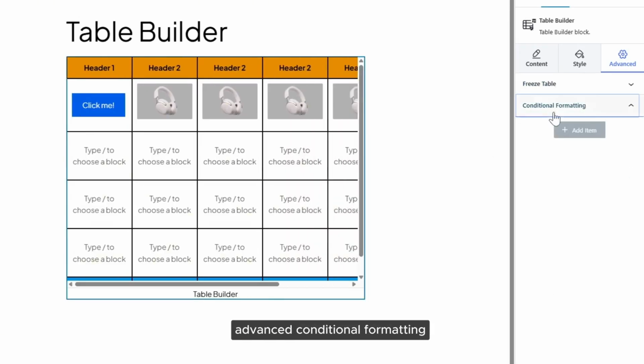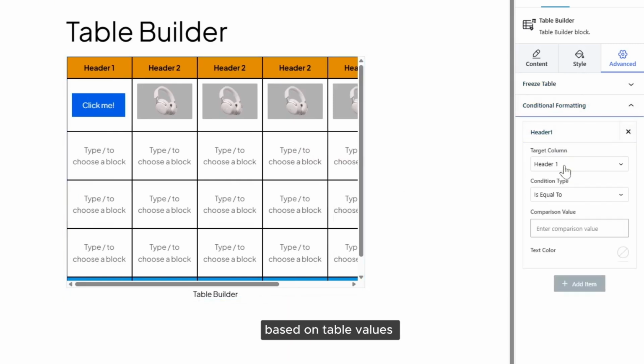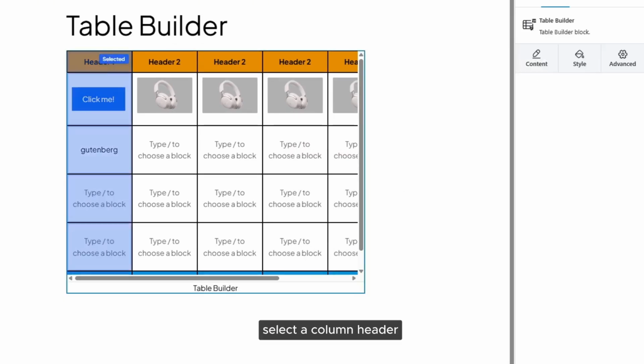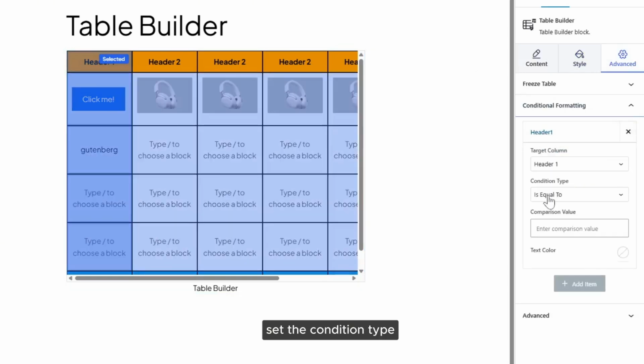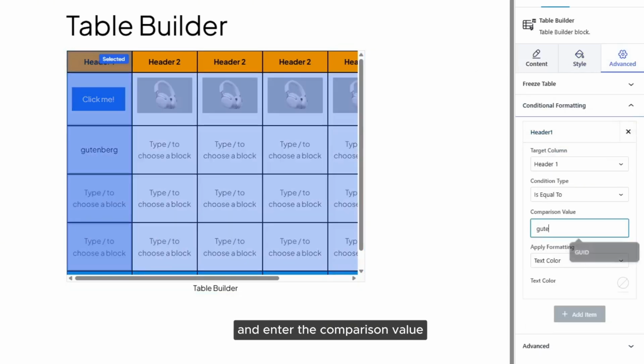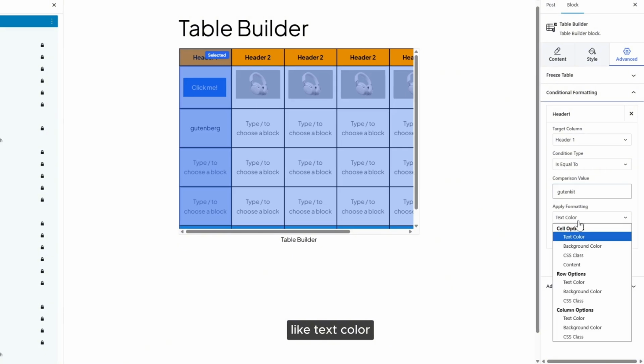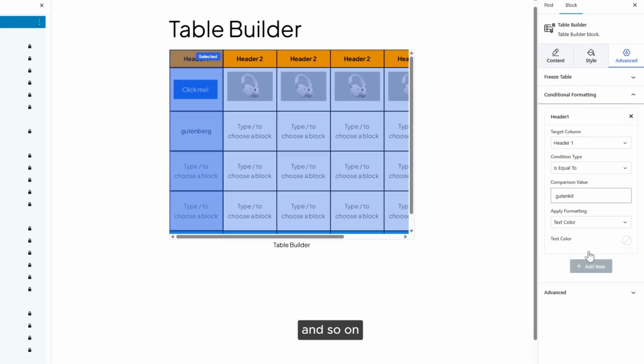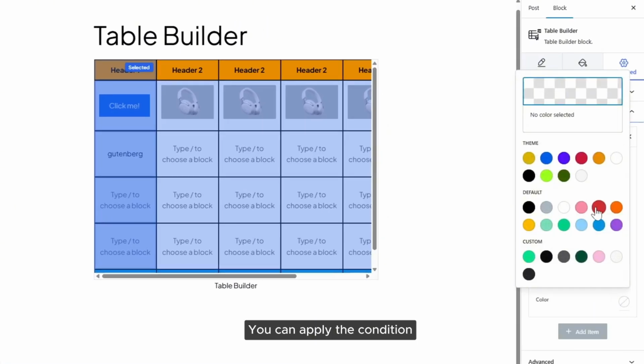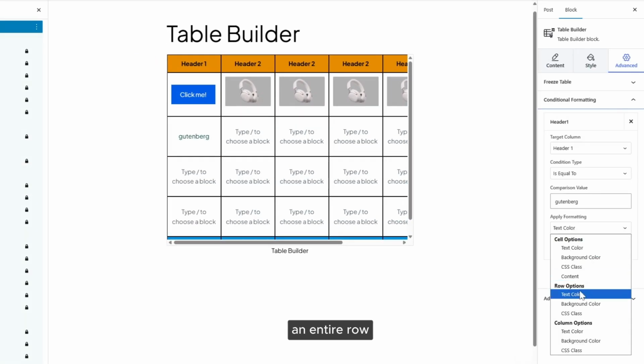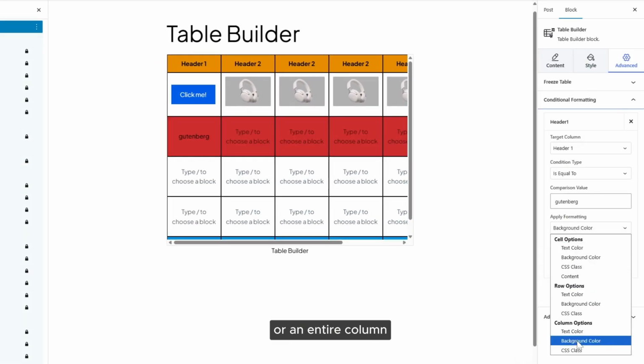TableKit also comes with advanced conditional formatting. You can highlight columns based on table values. Simply select a column header, set the condition type, and enter the comparison value. Then apply formatting like text color, background color, and so on. You can apply the condition for a single cell, an entire row, or an entire column.